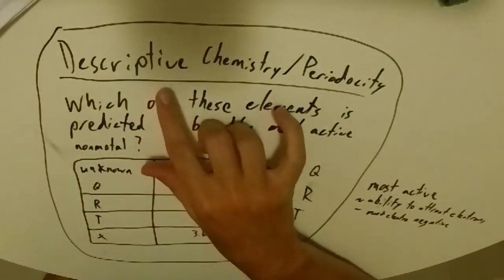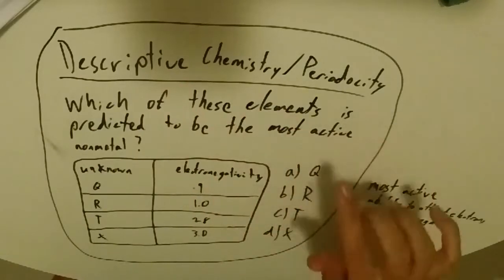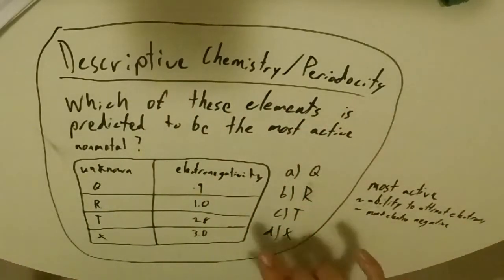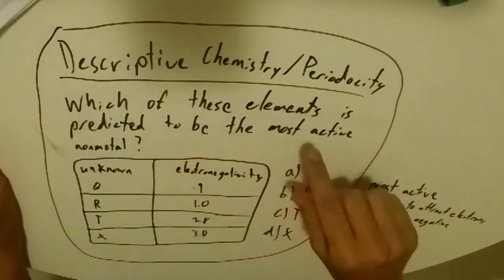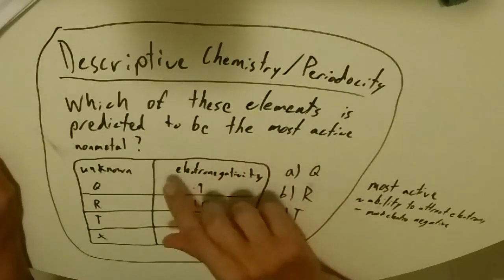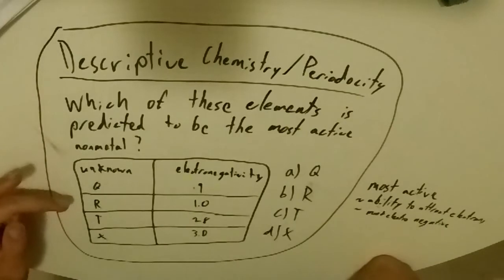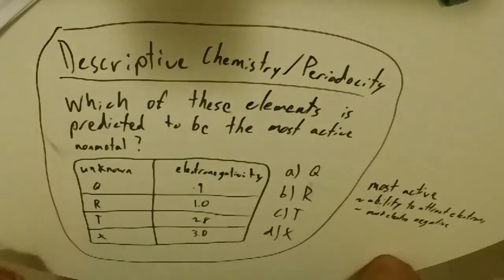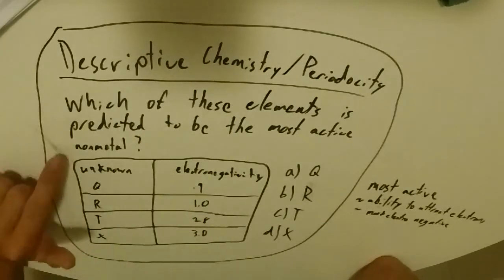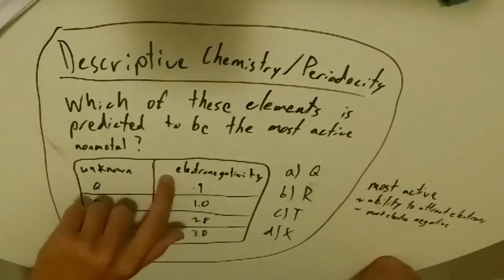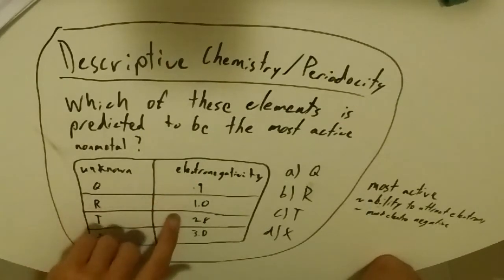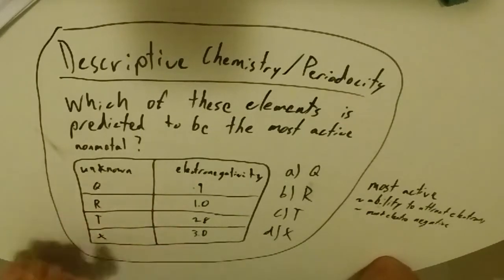Okay, next section is descriptive chemistry / periodicity. And the question is, which of these elements is predicted to be the most active nonmetal? They give us a table with unknowns Q, R, T, and X, which are assumed to be nonmetals, and electronegativities 0.9, 1, 2.8, and 3.0.